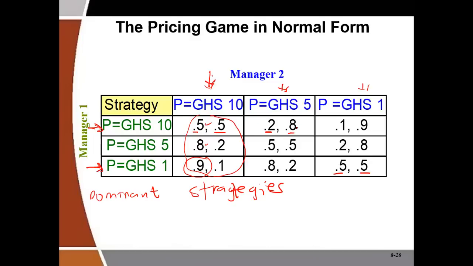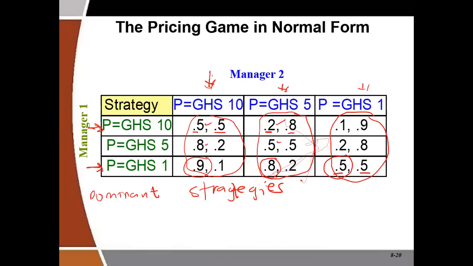Also, if player 2 plays 5 cedis, that means the outcomes will be in this column. The best response for player 1 is to still play 1 cedi, because 80% of the market share is better than 50% and is better than 20%. Finally, if player 2 plays 1 cedi, okay, the response should be in this column, and the outcome should be in this column. And then the response of player 1 will still be 1 cedi, because 50% is better than 20% and is better than 10% market share, okay?